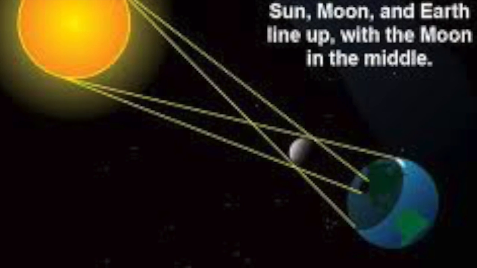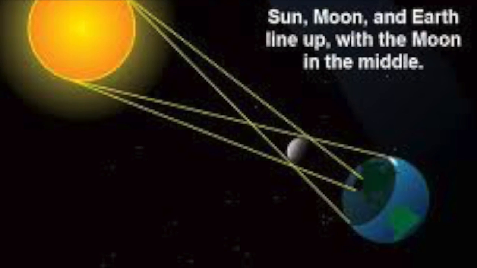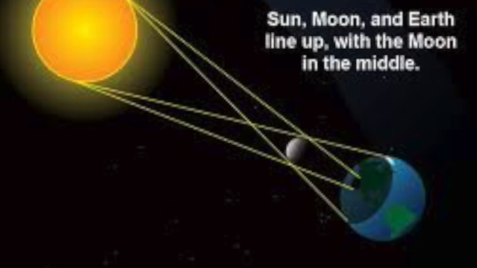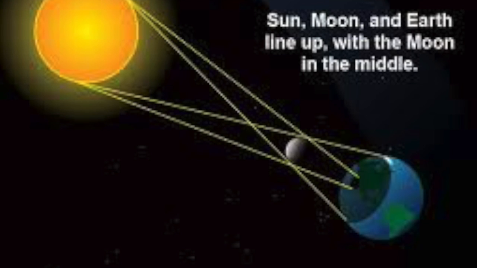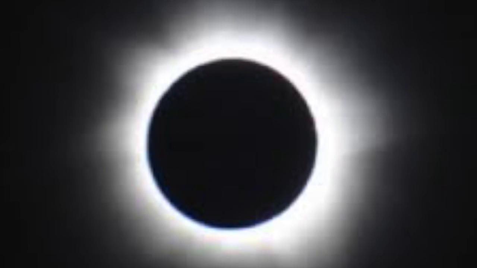So when the moon is in front of the Earth, the sun shines onto the moon, but the moon is blocking the sun. So only a little part of the Earth gets to see a solar eclipse.